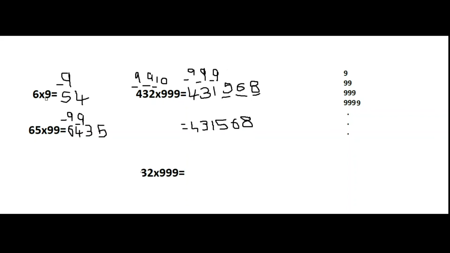Okay, now we'll go with another example, that is 32 into 999. One thing, did you all observe? Yes, I will tell. In the first example, 6 into 9, 1 digit into 1 digit. In the second example, 2 digits into 2 digits. In the third example, 3 digits into 3 digits. But here, 2 digits into 3 digits. The technique that I told will be applicable only when the digits of the multiplicand and multiplier are equal.